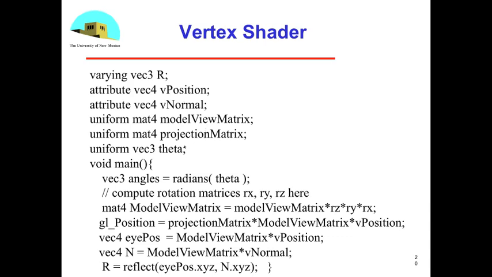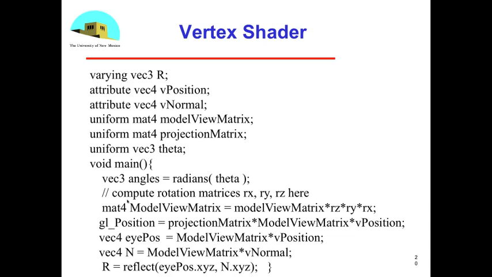The model view matrix and the projection matrix are going to stay the same for that whole cube, so we send them over as uniform variables. Now I can use the reflect function down here to compute the reflection direction from the eye position and the normal that I send in.